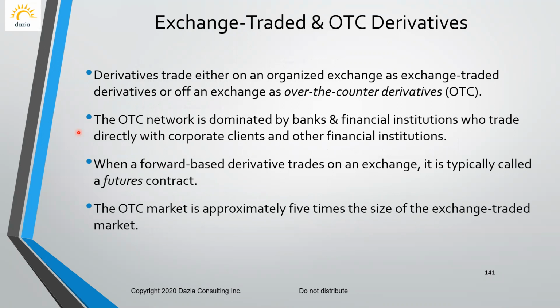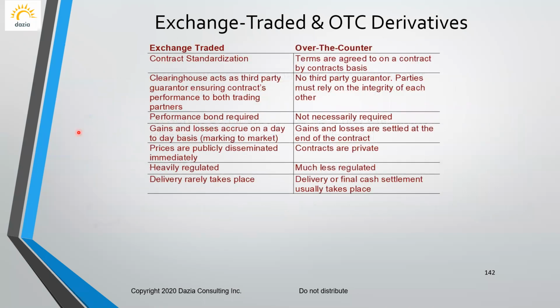So the main difference between the forward and the futures, like you mentioned before: when forwards are traded on an exchange, it is called a futures. And the OTC market is 5 times bigger than the exchange market. So again, here is the comparison between the exchange traded and the over-the-counter. Exchange traded ones are the futures, and this is the forwards.